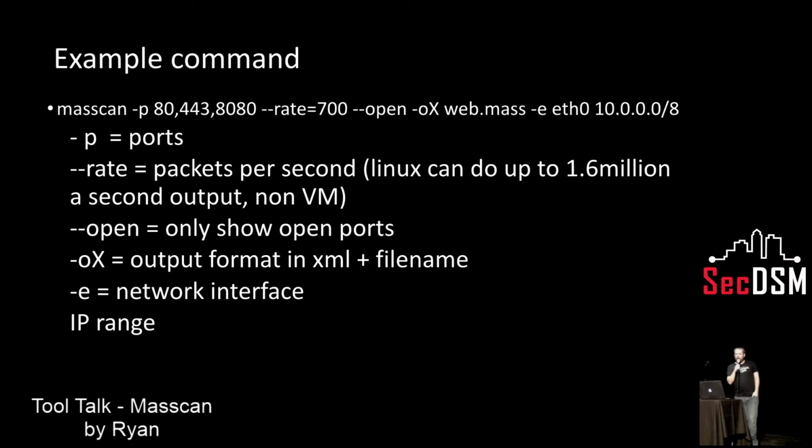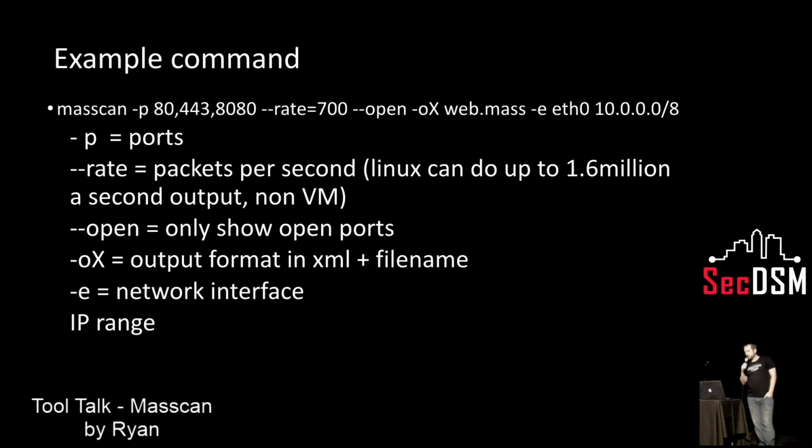here's a very common example of how I might use it. Say, hey, I want to know what potential web ports are open. So that very first parameter, simple -p, specifies your ports. If you want to do all the ports, you can specify a range. So you could go 0 to 65,535 if you wanted. The second parameter there is rate, and that is in packets per second.